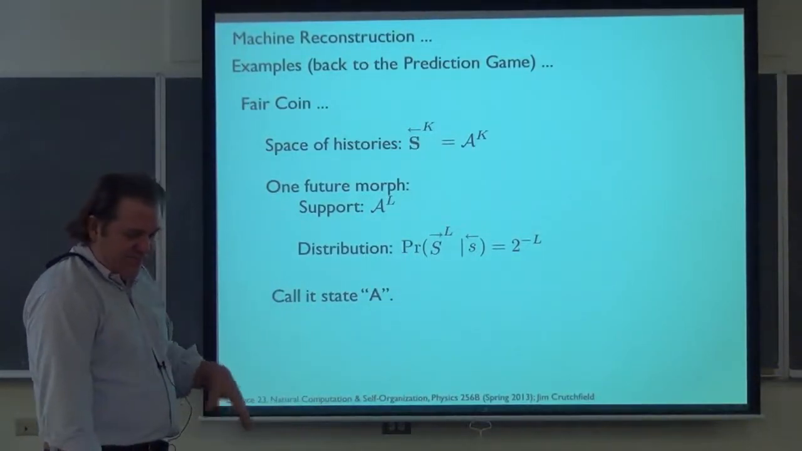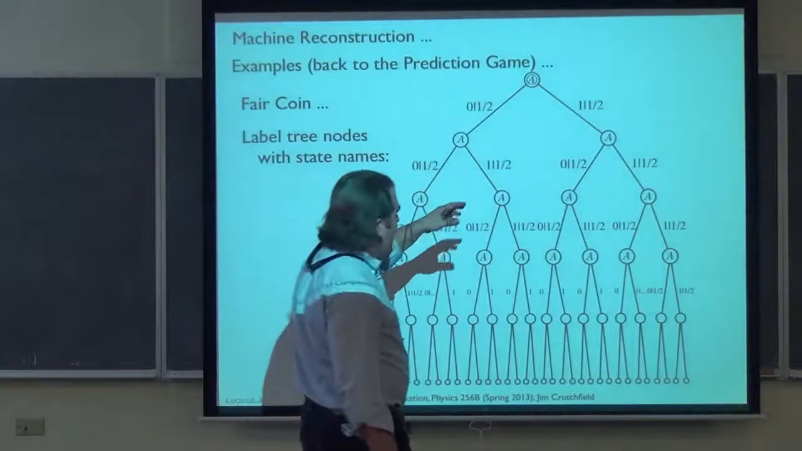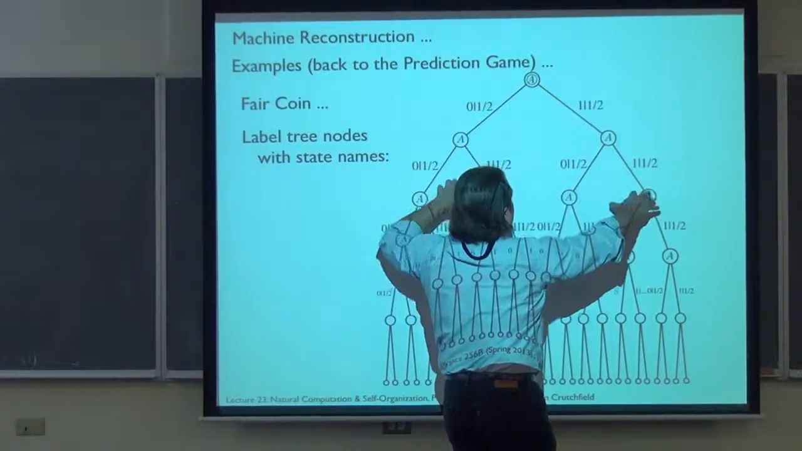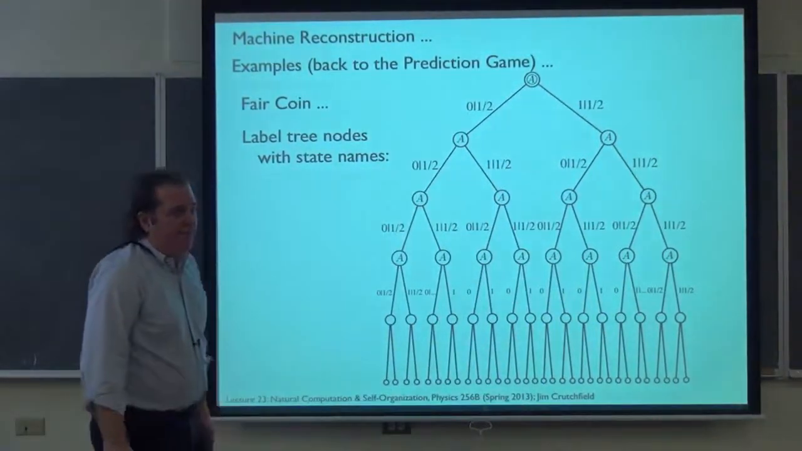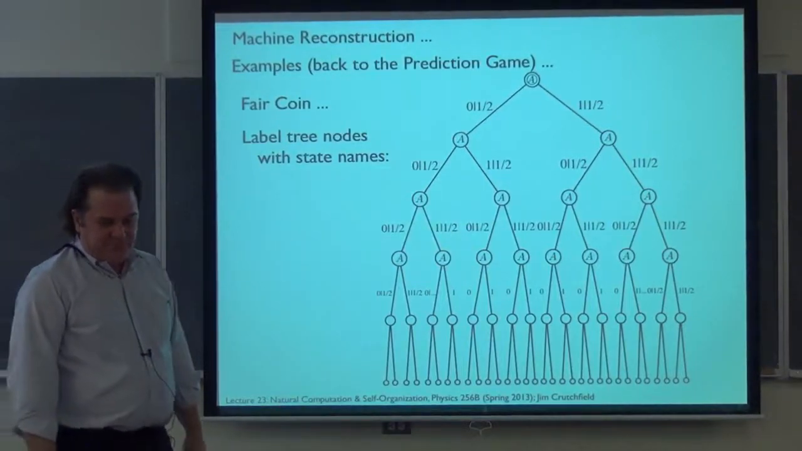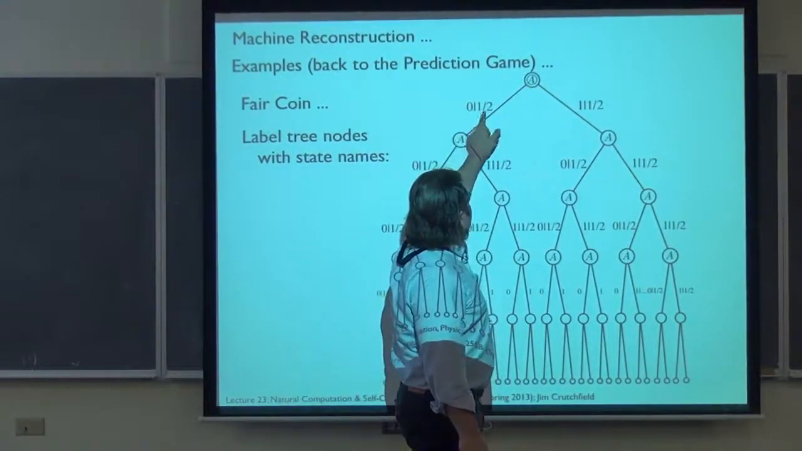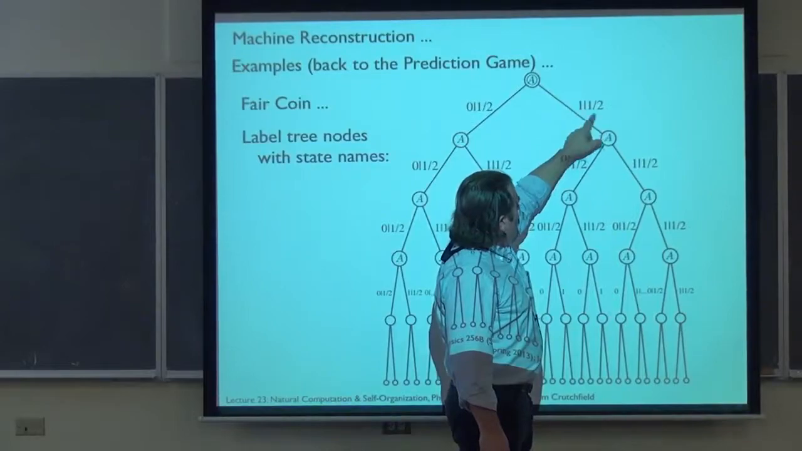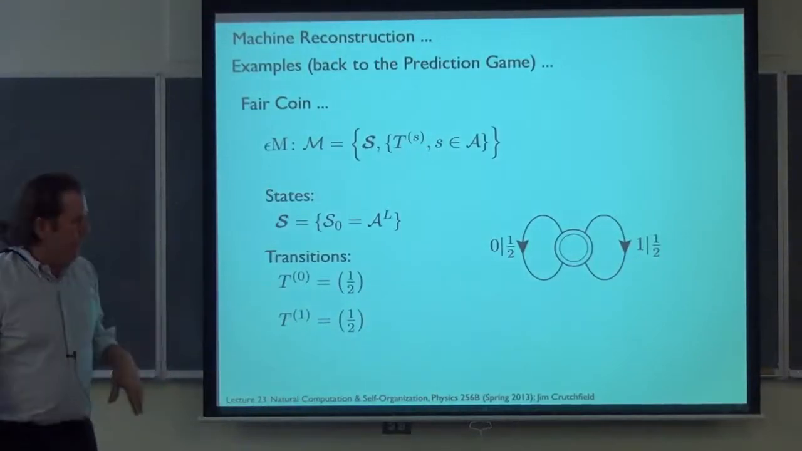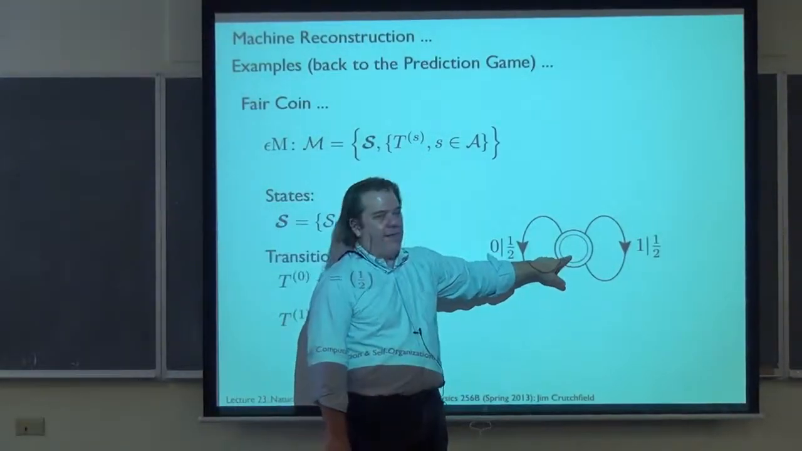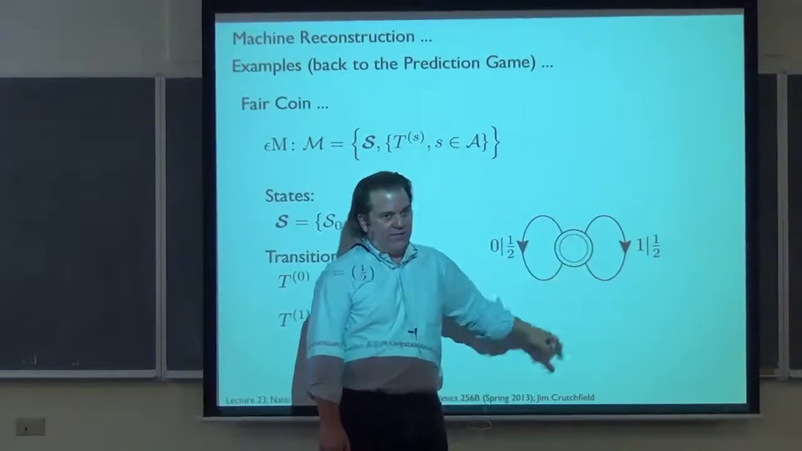Okay, next step. So we've concluded there's just one morph. I go back to the tree and I label all the tree nodes that have that full binary tree of depth 2 hanging beneath it. Here, here, here, everywhere, right? Okay, so then I can read off the transition probabilities. A goes to A on a 0, probability a half. A goes to A, probability a half on a 1. And so just like we concluded before, we have a single state A, and the transition structure: 0 with probability half, 1 with probability half.